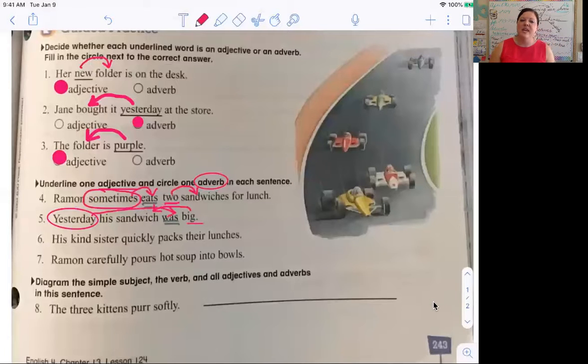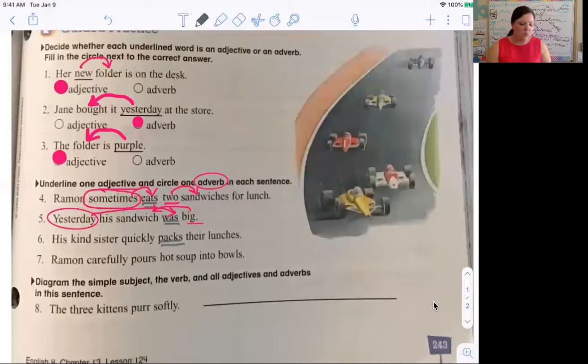Number 6, his kind sister quickly packs their lunches. Why don't we start again by finding the verb in the sentence? The verb is an action word. You can do it, okay. What is being done in this sentence? Packs.